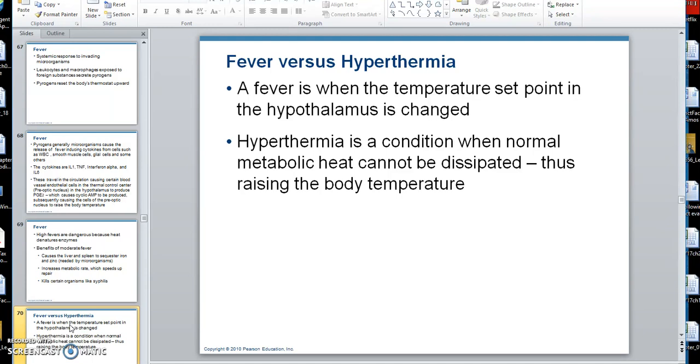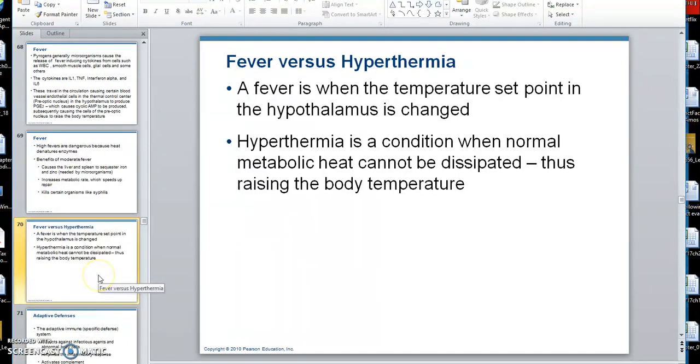If for some reason you do not allow the heat to be dissipated, let's say you got a hot coat on, it's already summer or something, then you will start to increase temperature, not because the thermostat has been raised, but because you could not dissipate the heat. You could not get rid of the heat, both of which can cause major problems. So that's what we talk about, a temperature, the fever, and to kind of give you an idea of that. All right, we'll close here.